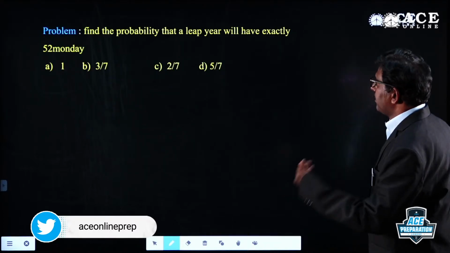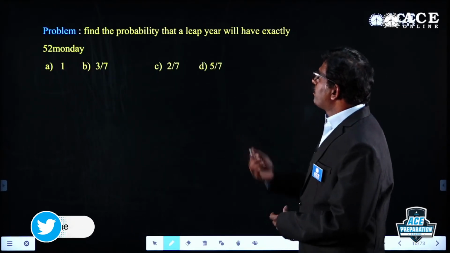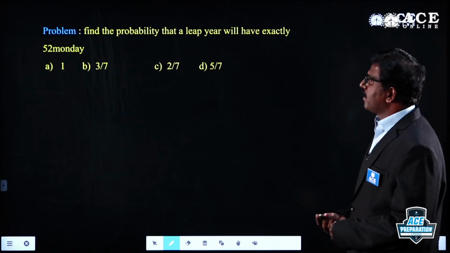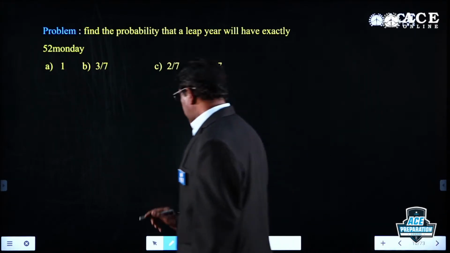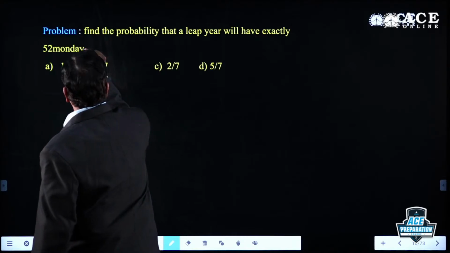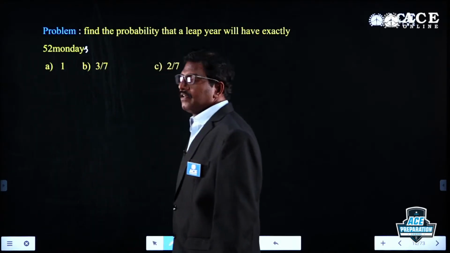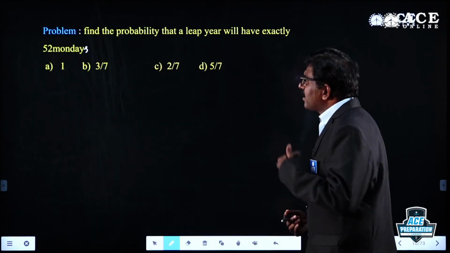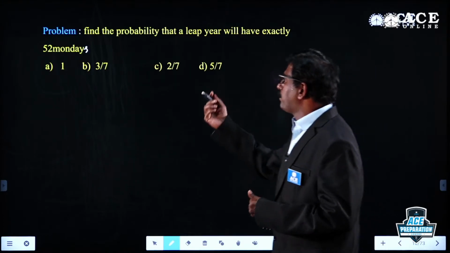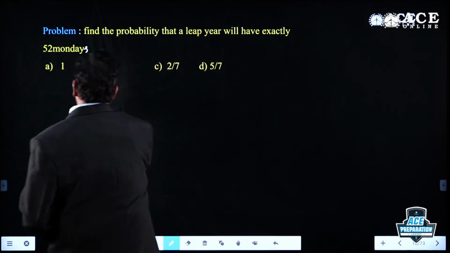Now coming to the next problem. Find the probability that a leap year will have exactly 52 Mondays. Exactly 52 Mondays. Exactly 52 Mondays means, generally, a leap year. What is a leap year here? Solution.